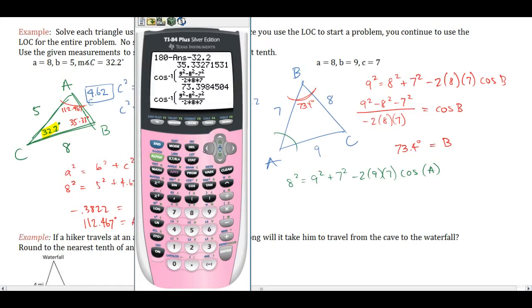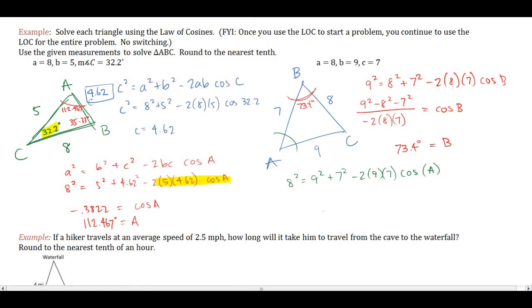Here we go. We've got 8 squared minus 9 squared minus 7 squared, all over negative 2 times 8 times 7, and that's arc cosine of that. If I hit enter, 58.4 degrees, we have angle A.